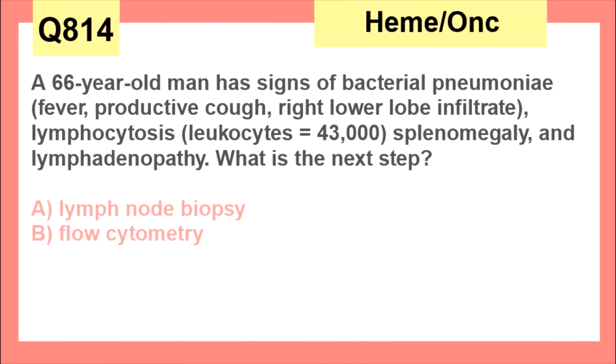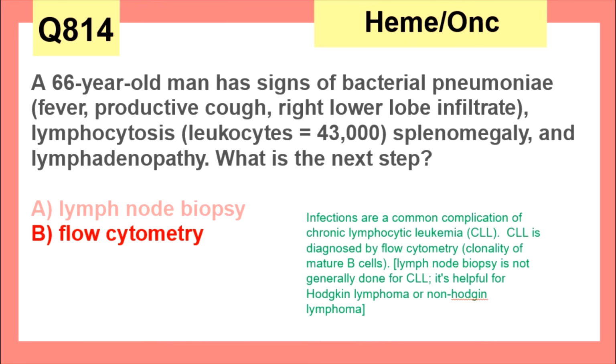814, a 66-year-old man has signs of bacterial pneumonia, fever, productive cough, right lower lobe infiltrate, lymphocytosis, splenomegaly, and lymphadenopathy. This sounds like CLL. What's the next step? In CLL, we want to get flow cytometry. We generally don't do biopsy in CLL. I wrote over here, lymph node biopsy is generally not done for CLL. It's helpful for Hodgkin lymphoma or non-Hodgkin lymphoma, but not CLL.